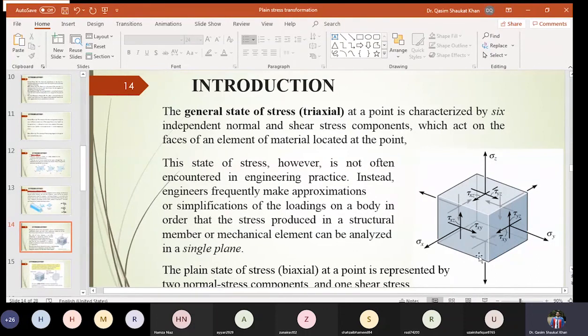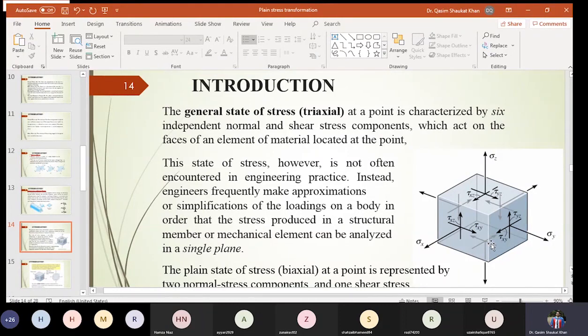Then comes the shear stress components. Tau xy and tau yx are complementary to one another, so it is considered one shear stress. Tau yz and tau zy, these two are considered complementary to one another, so tau yz will be considered one shear stress. Then you have tau xz and tau zx. These two will be considered complementary to one another, so one stress will be considered.